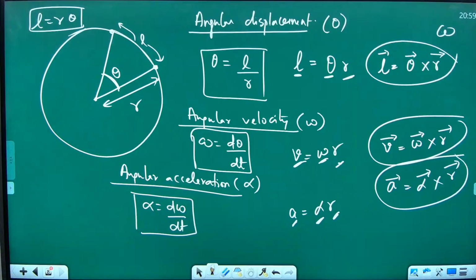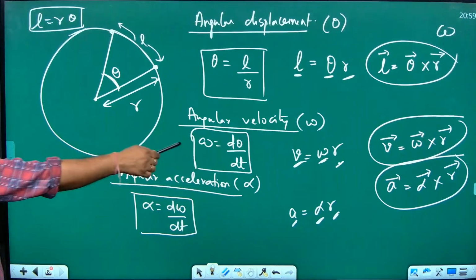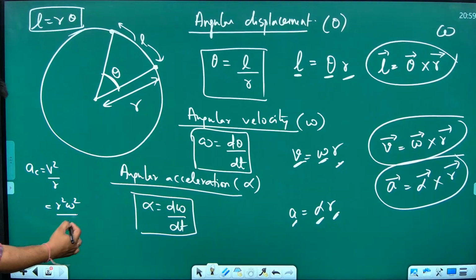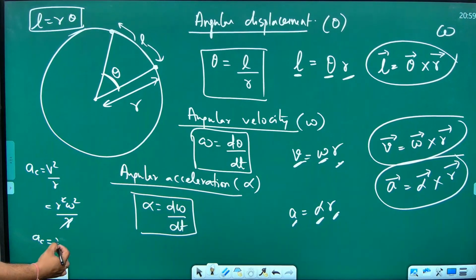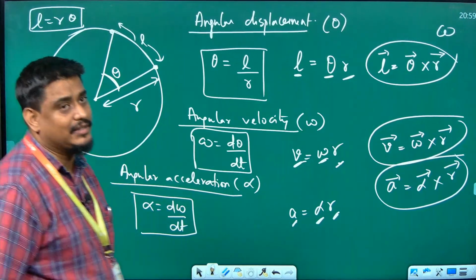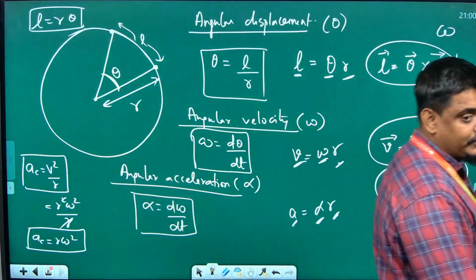And from here one more thing you are understanding. I told that centripetal acceleration is v square by r, isn't it? And what is v? r omega. So it will become r square omega square by r. r will cancel. Centripetal acceleration can also be written as r omega square. So centripetal acceleration is given by v square by r, and can also be given by r omega square. Both are same only.